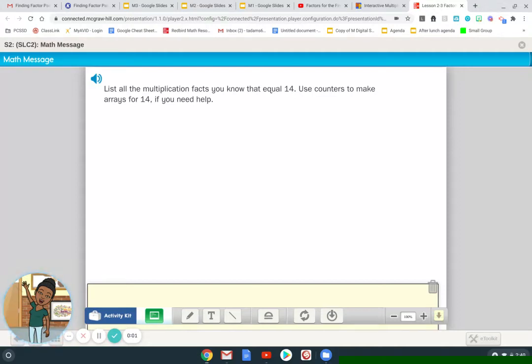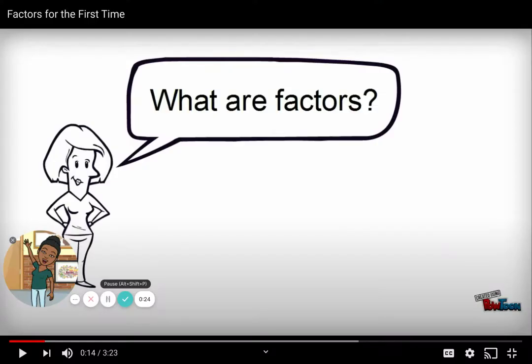It's all about factors and factor pairs. Let's start by listing all the multiplication facts you know that equal 14. We don't have any counters, so I want you to use your thinking cap. When you multiply two numbers, what two numbers multiplied together equal 14?